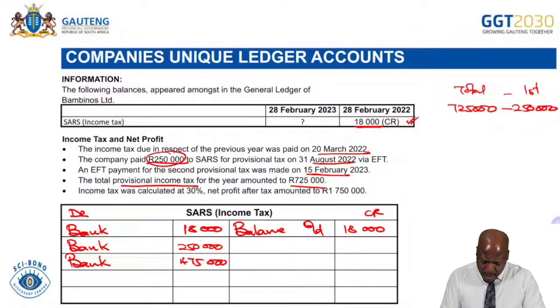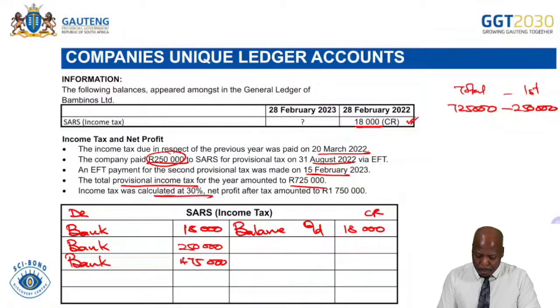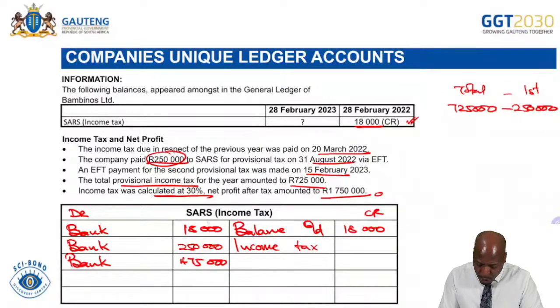Then we're told that income tax was calculated at 30%. Net profit after tax amounted to 1,750,000. All right. So we need to calculate now our income tax, which we're going to record here on the credit side. We are told that it is calculated at 30%. Net profit after tax amounted to 1,750,000. This is a very tricky aspect.